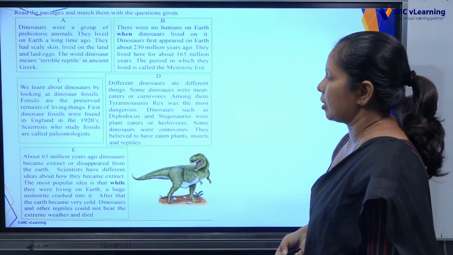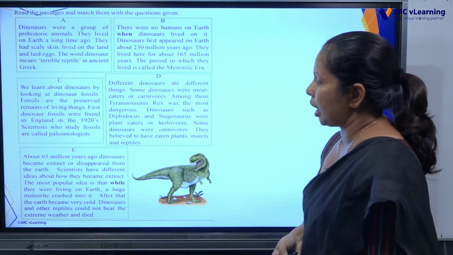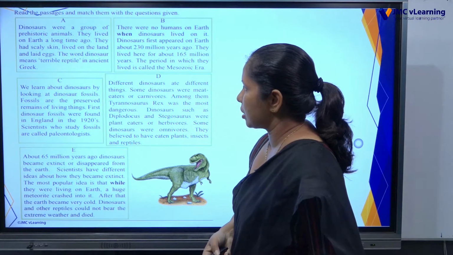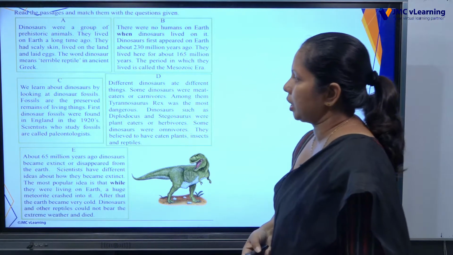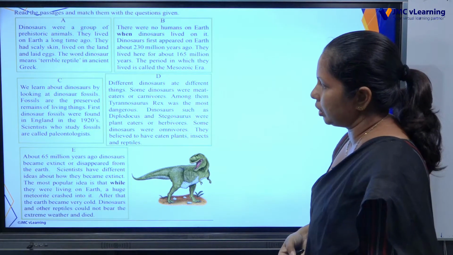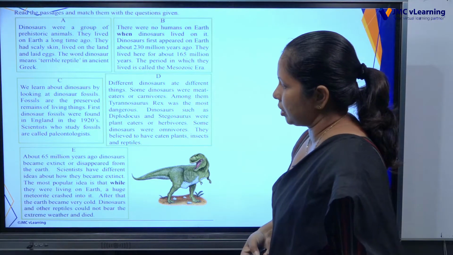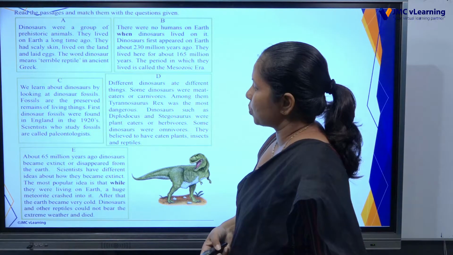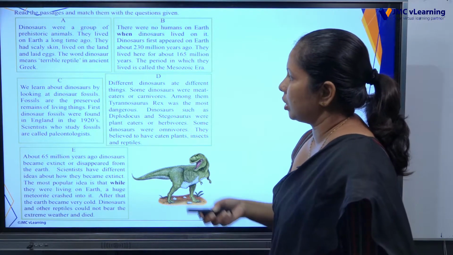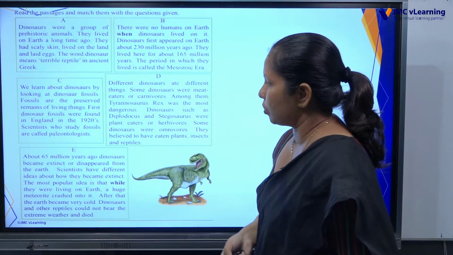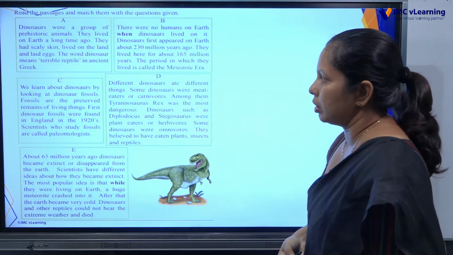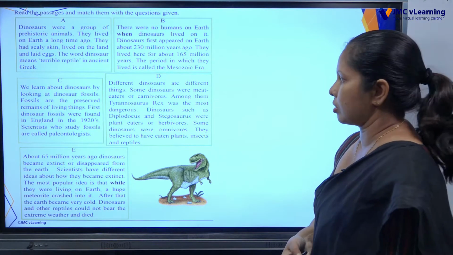Passage C. We learn about dinosaurs by looking at dinosaur fossils. Fossils are the preserved remains of living things. First, dinosaur fossils were found in England in the 1920s. Scientists who study fossils are called paleontologists. So, here they are speaking about in which time period they found the fossils of dinosaurs.